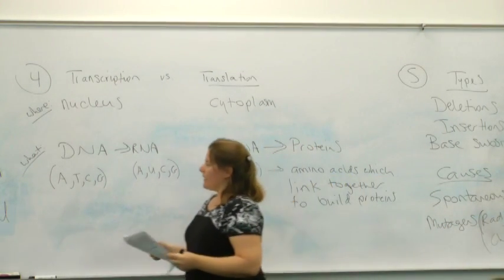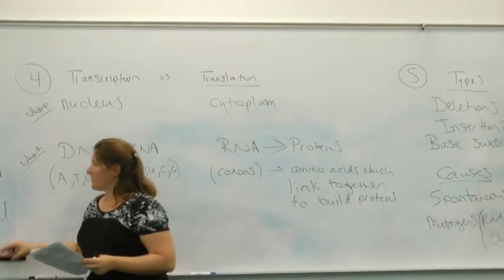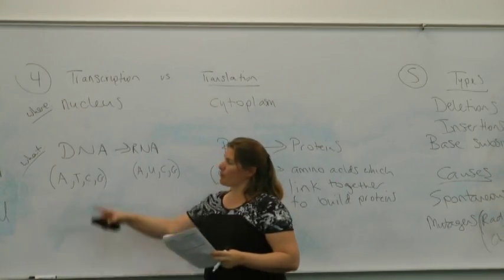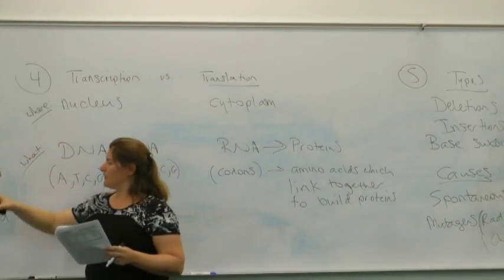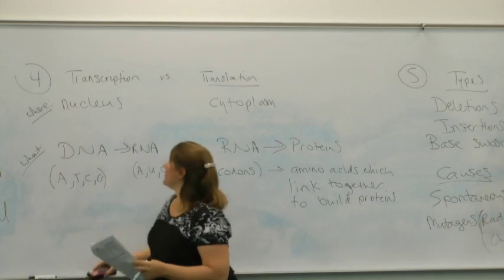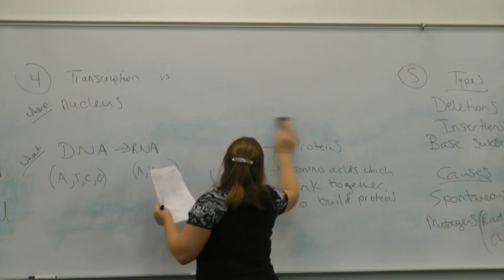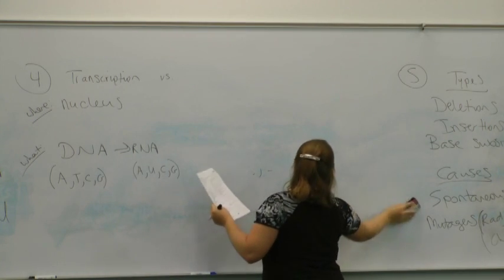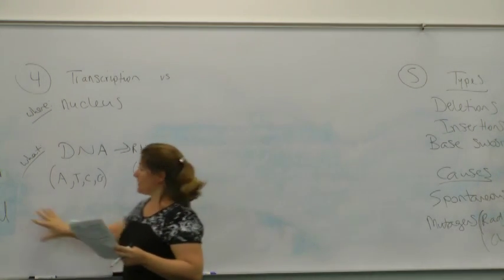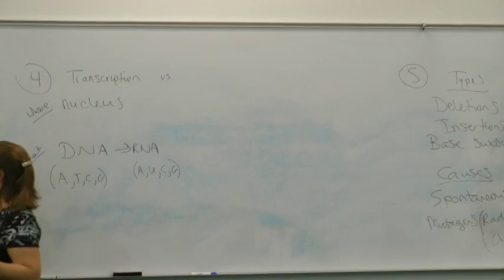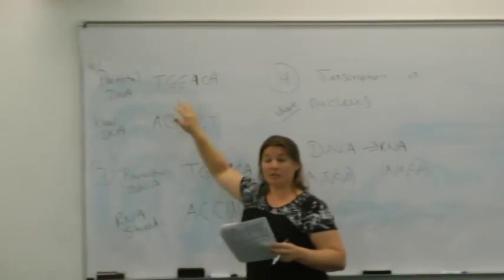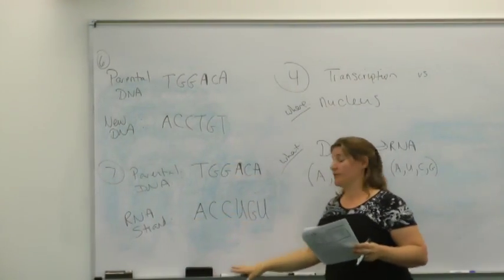Alright, so be sure to know how to do that if you're given a segment of DNA, either replicate it to make new DNA or transcribe it to make complementary RNA. This is transcription, and this is replication. Number 6 was replication, number 7 was transcription.